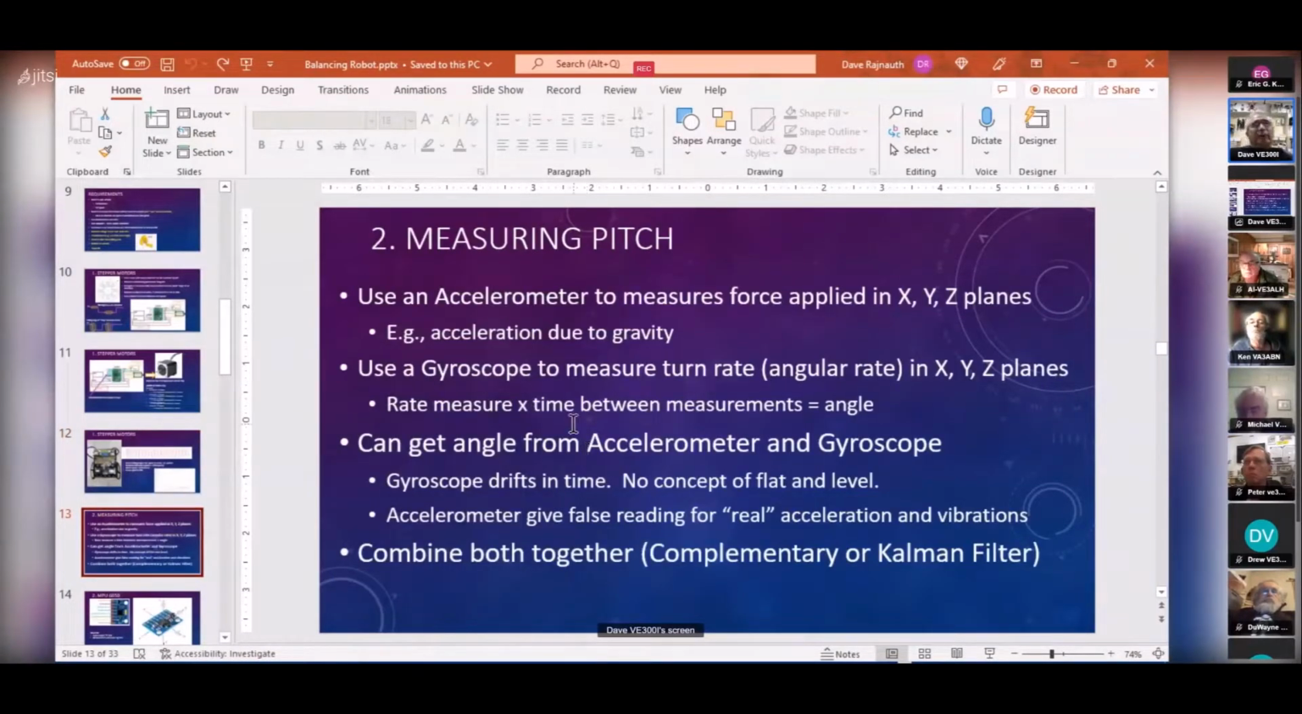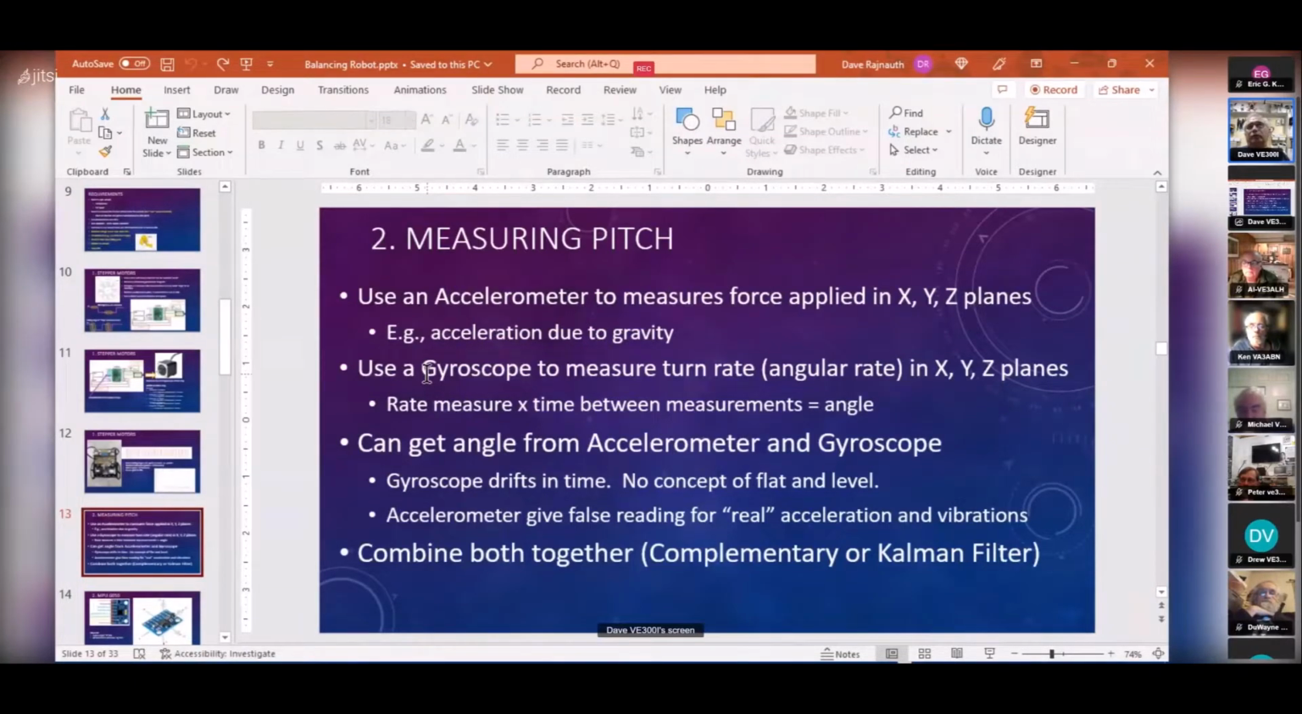So enough about stepper motors. Let's talk about measuring pitch. You could use an accelerometer. An accelerometer measures force applied in the X, Y, and Z planes. It also measures the acceleration due to gravity, and that's what you use to measure pitch and roll with accelerometers.